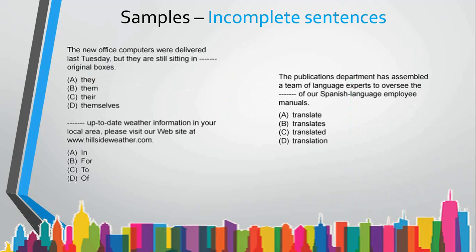So we have three different sentences. I'll read them for you, and then you provide the answers. It says, number one, the new office computers were delivered last Tuesday, but they are still sitting in original boxes. So what is the answer? They, them, their, themselves. Stop the video if needed, and the right answer is C.